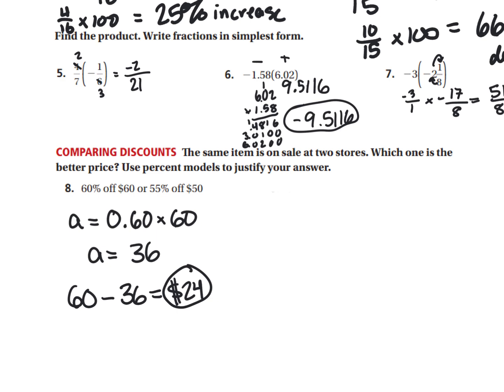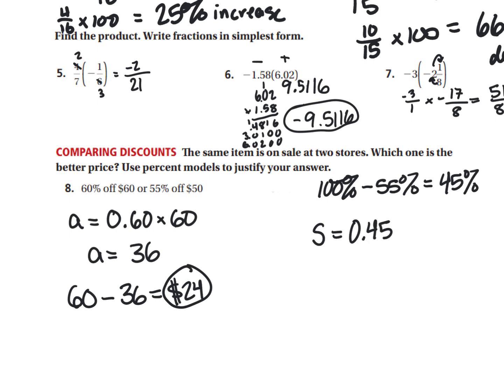The second method says, hey, 100% would be paying full price. If it's 55% off, I can take off 55% of that cost, leaving me to pay 45%. After I do that, my sale price is just equal to my new amount I'm paying, 45%, times the original price now of 50. 0.45 times 50 gets us $22.50.